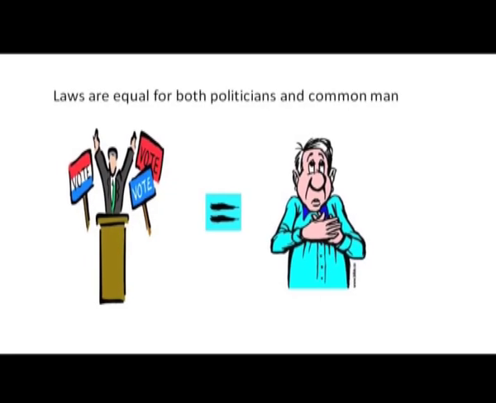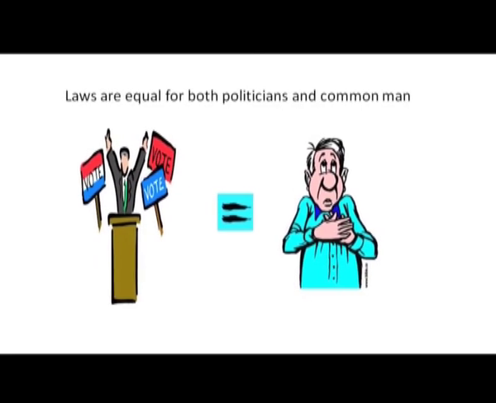Laws should be made equal for both politicians and the common man. The role politicians play should be reduced in executing these laws. For this, cooperation of the people is necessary. It is people who elect these politicians to become their leaders. People have the right to recall politicians if they are in the wrong.